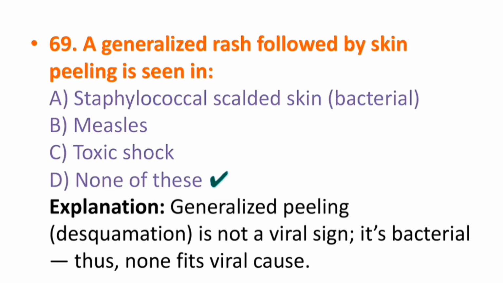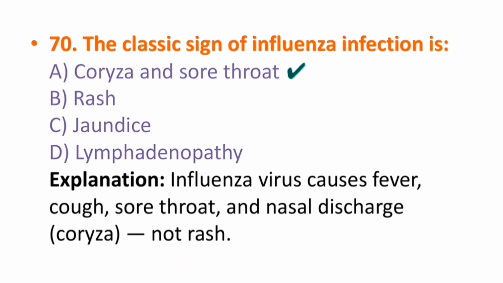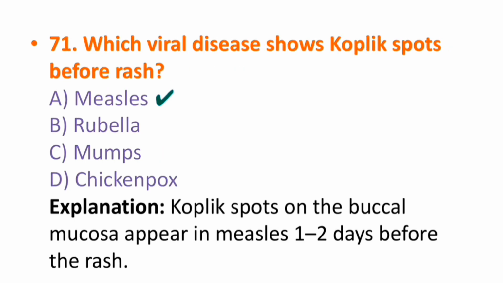Generalized peeling desquamation is not viral, it is bacterial, thus it does not fit viral causes. The classic sign of influenza infection is option A, coryza and sore throat. Option B, rash. Option C, jaundice. Option D, lymphadenopathy. The correct answer is option A, coryza and sore throat. Influenza virus causes fever, cough, sore throat, and nasal discharge. Coryza, not rash. The classic sign of influenza is coryza.